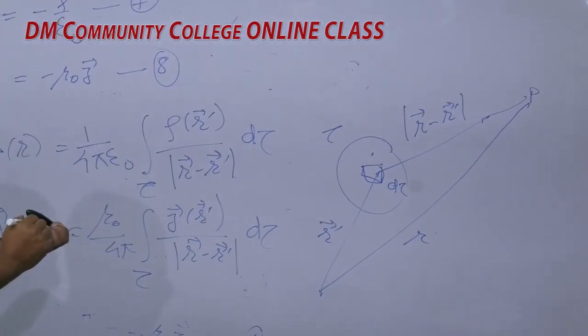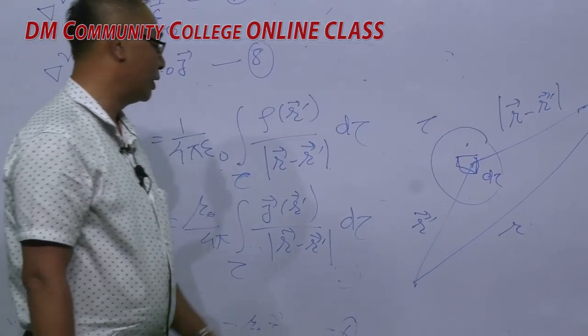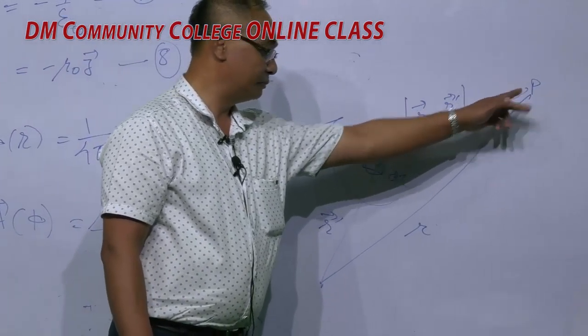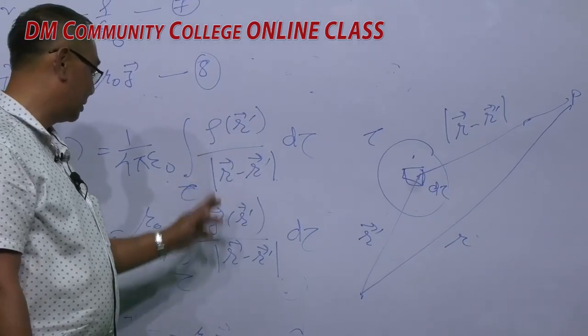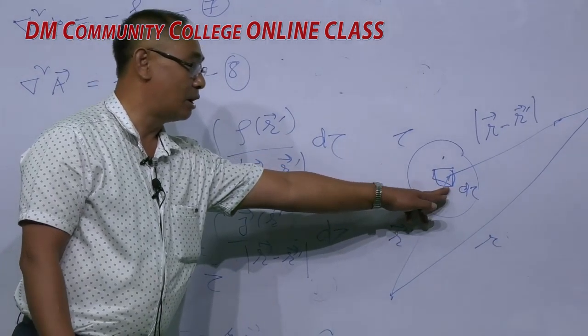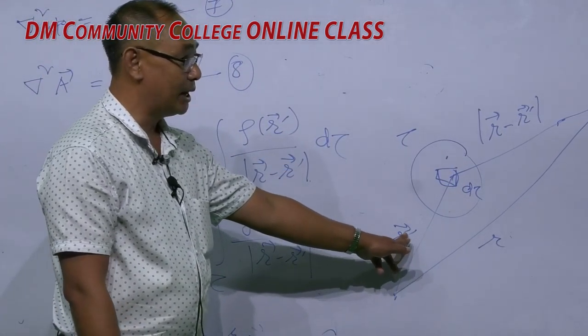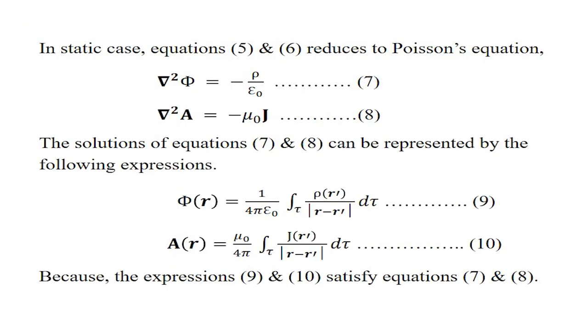So by virtue of these expressions, we can compute the potential at this point P. It can be done by integrating rho and J through the entire volume tau, considering this elementary volume d tau whose position vector is denoted by r prime. However, expressions 9 and 10 are valid for static charge and steady current only.